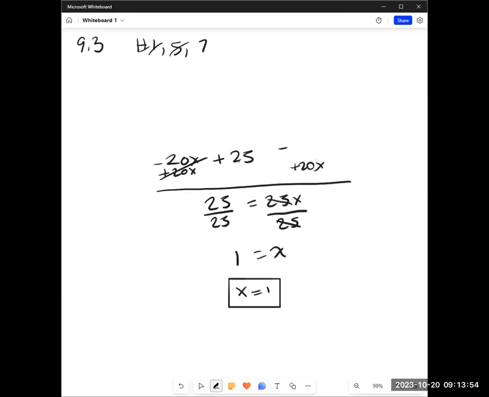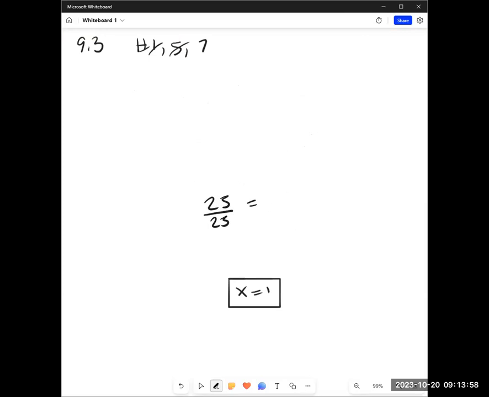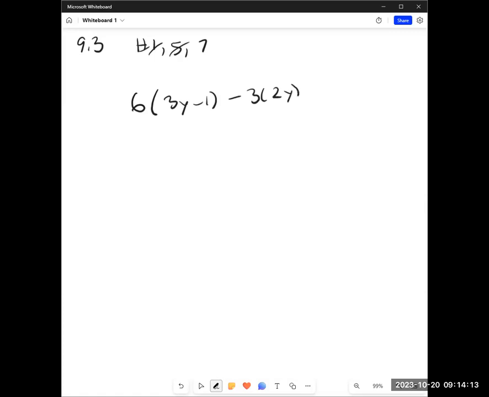Let's go ahead and solve this last problem here. And that's going to be 6 times the quantity 3y minus 1 minus 3 times 2y is equal to 14. We're going to distribute, and we're going to distribute here as well, multiply there.